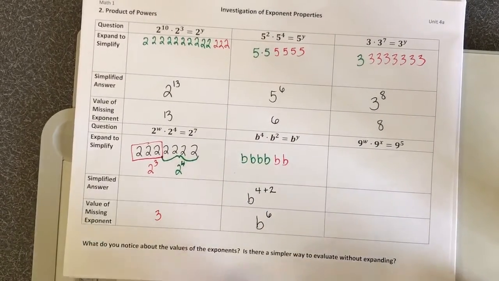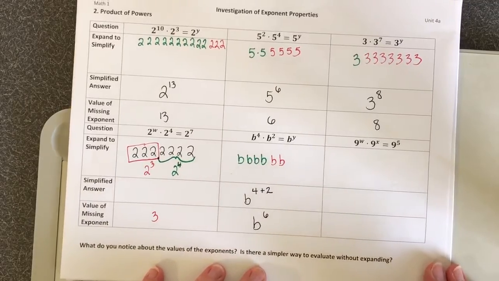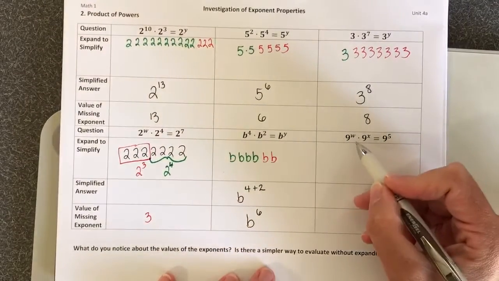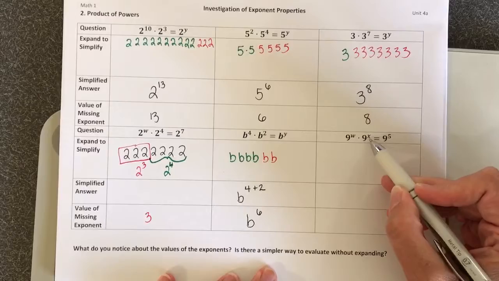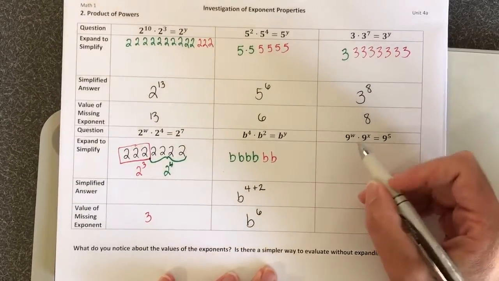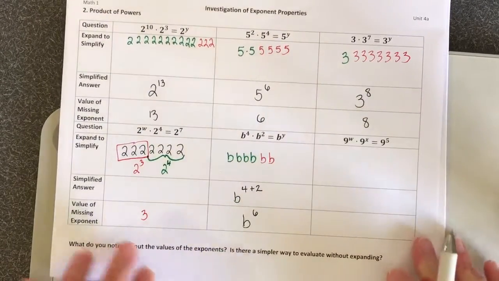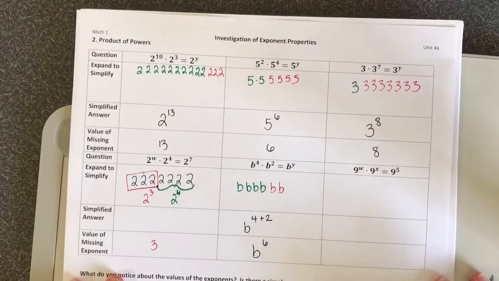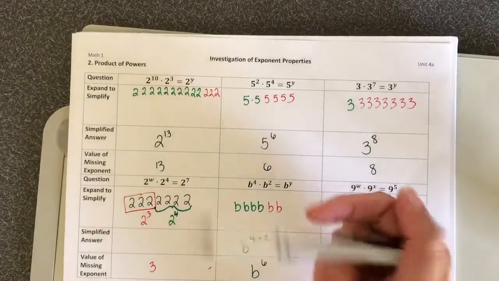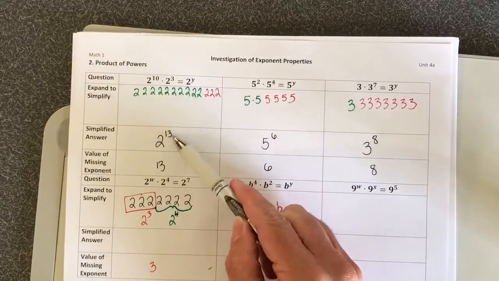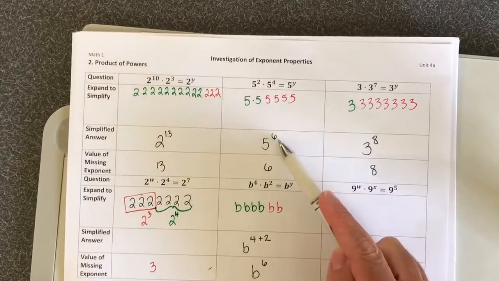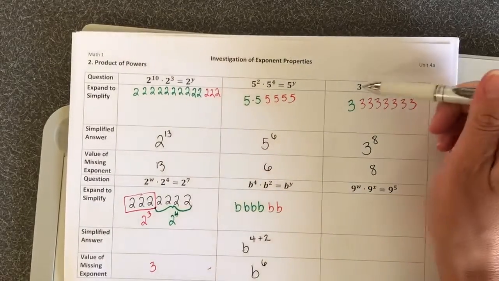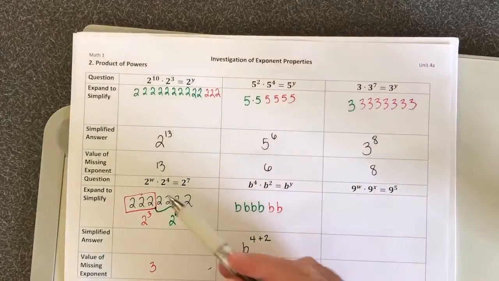So what is this next one getting at? Well, in this last one, all it's trying to say is, what are possibilities that w and x could be? Well, in all of these, notice how I have been, every time, adding my exponents together. 10 plus 3 is 13. 2 plus 4 is 6. 1 plus 7 is 8.